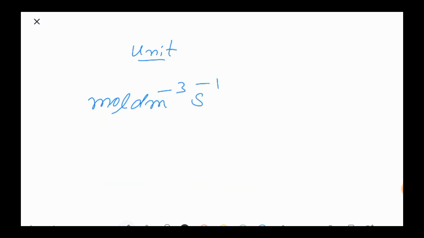At the end, what is the unit of the rate of a chemical reaction? The unit of a rate of chemical reaction is moles per decimeter cube per second.